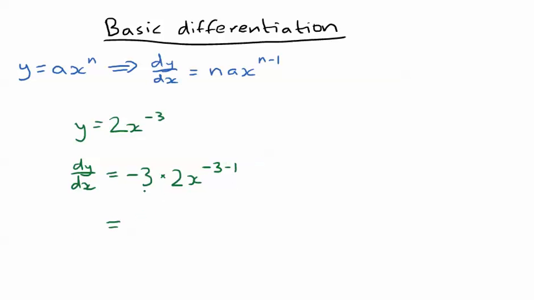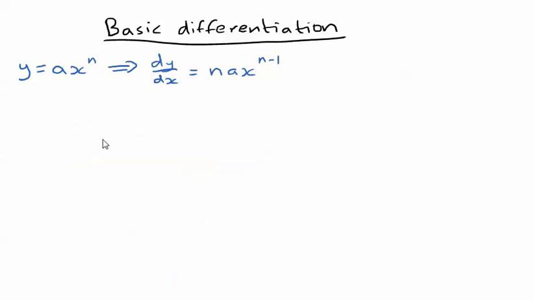So let's see what we get here. So we've got minus 3 times 2. That's going to give us minus 6. And then we've got x to the power of minus 3 minus 1. And that's negative 4. So remember that we're always reducing the power by 1. So if it's negative, it's going to become even more negative. So we get x to the power of negative 4. And this is actually the same as minus 6 over x to the power of 4. So you can also write it like this. So this is the gradient function when the function was 2x to the power of minus 3.